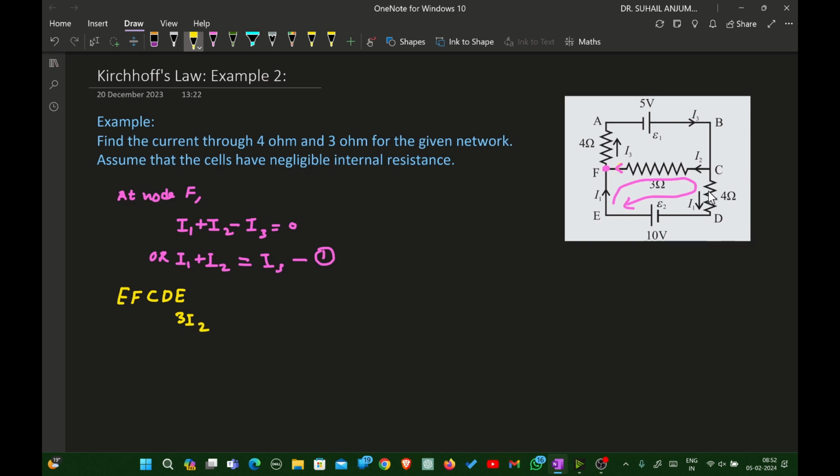Then for this one, the direction of current and the direction of loop traced are the same. So it will be I1 multiplied by 4 with negative sign, because when the directions are the same, we have to add the minus sign, as we have seen in the earlier part of this lecture. So it will be minus 4 times I1. And when the battery voltage goes from low to high along the loop, we have to consider it as positive. So it will be plus 10 is equal to 0.